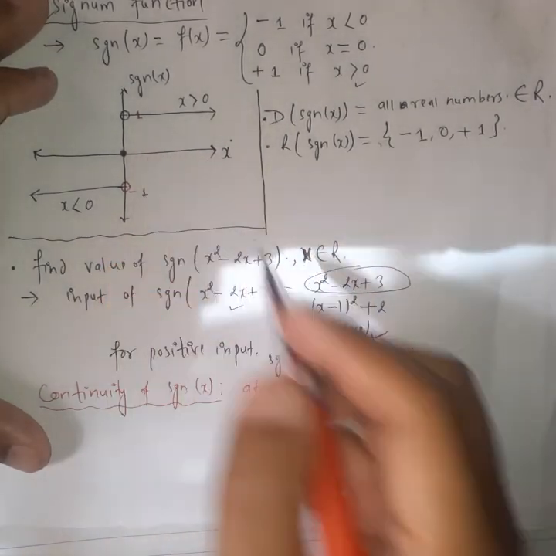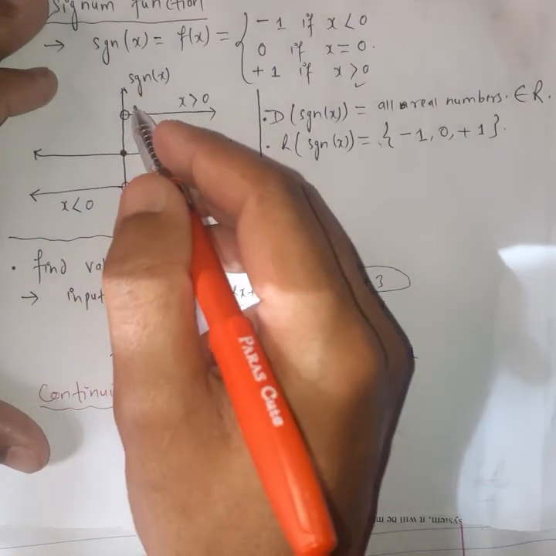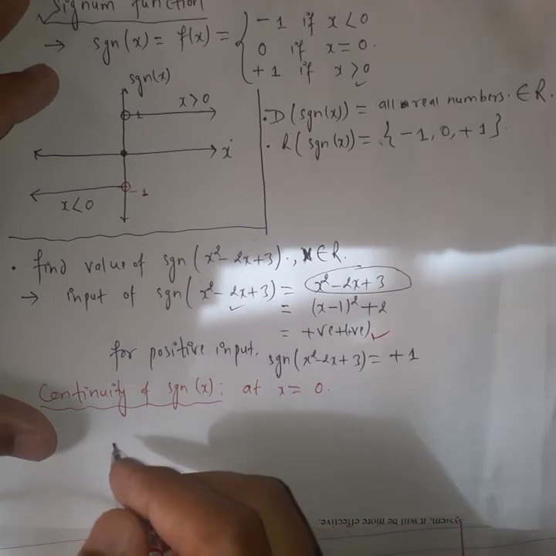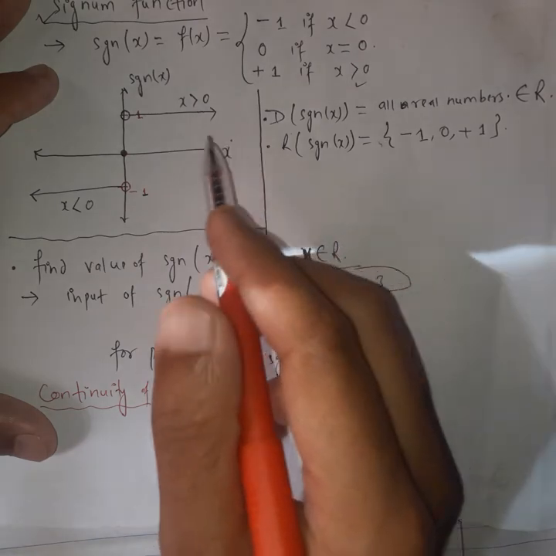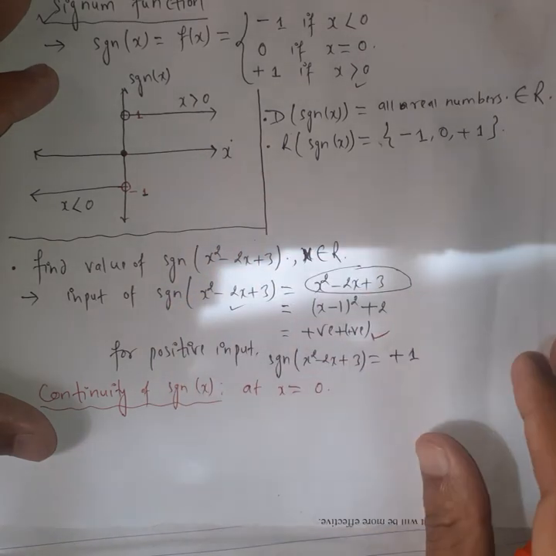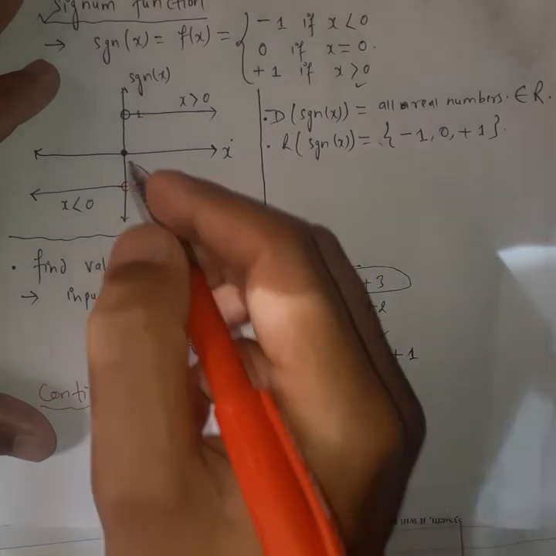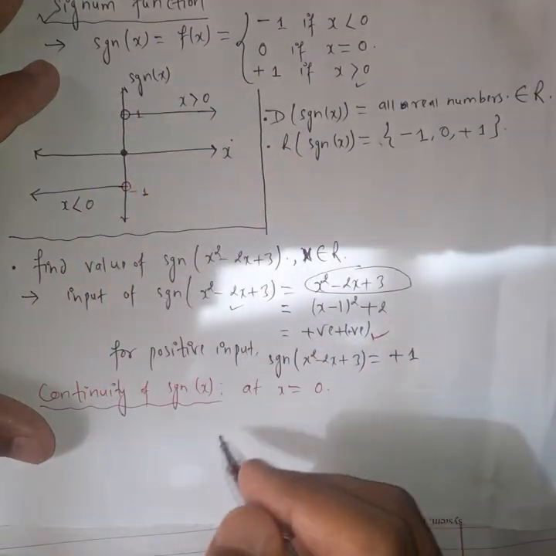Let's check the continuity of this function by the definition of the limit. For the continuity of a function at any point, the limiting value should be the same as the functional value. Please remember the point: for the continuity of a function at any point, the limiting value should be the same as the functional value at the same point.